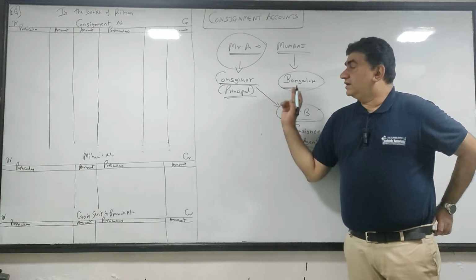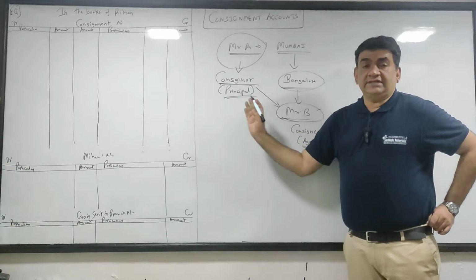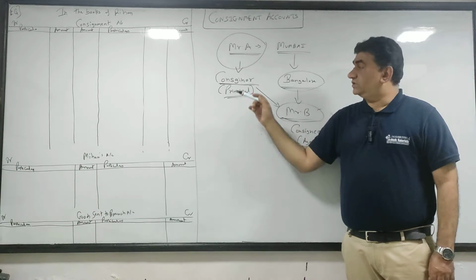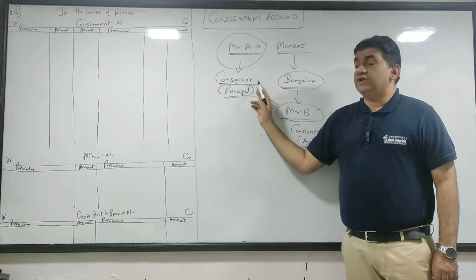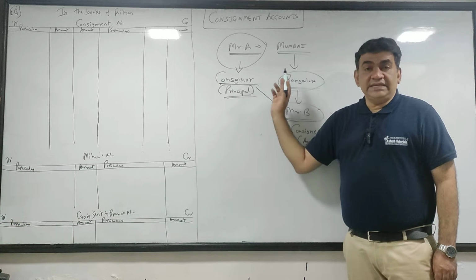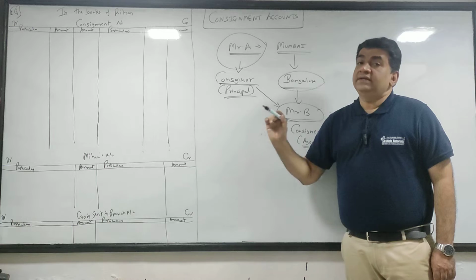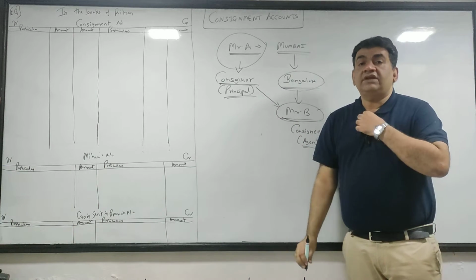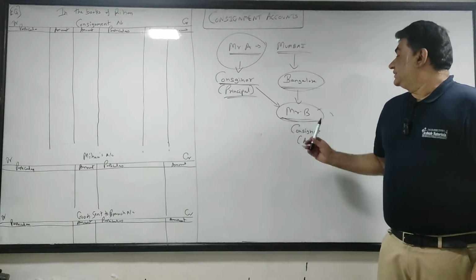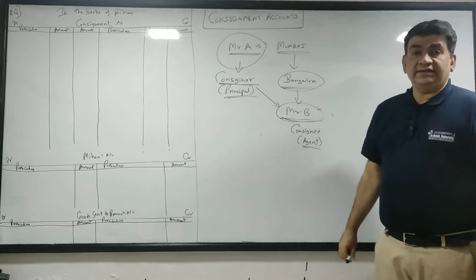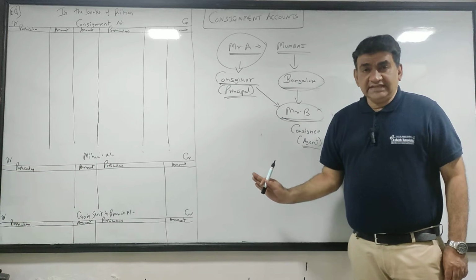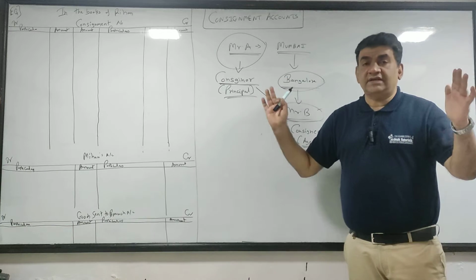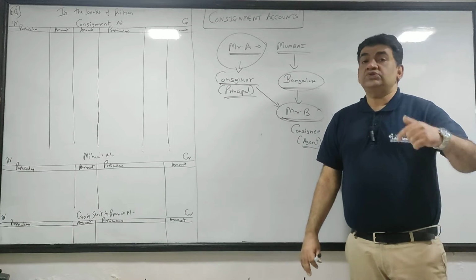So consignment transactions take place in this way. In this example, the person who sends the goods, A is the principal, we call it consignor. B, जिसको भेज रहे हैं, the person who will manage the Bangalore market is our agent, we call him consignee, that is Mr. B. Got this, guys? This is the transaction of consignment. Now coming to accounting part.